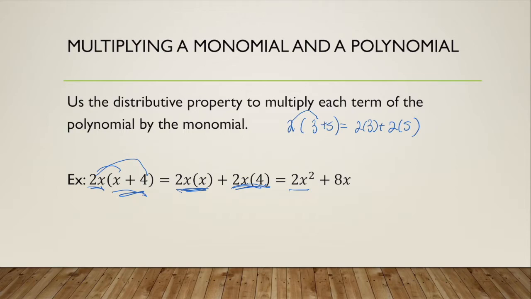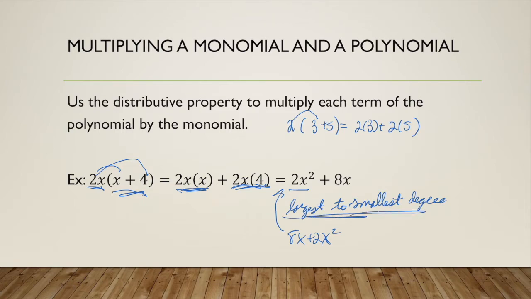One thing I haven't talked about, I think, so far in this class is when we write a polynomial, we tend to write it from largest to smallest degree. Now it is equivalent if I wrote 8x plus 2x squared. They're equivalent, right? Because math is commutative. It doesn't matter the order it's in. But in your homework, it does want it from largest to smallest degree. So keep that in mind.